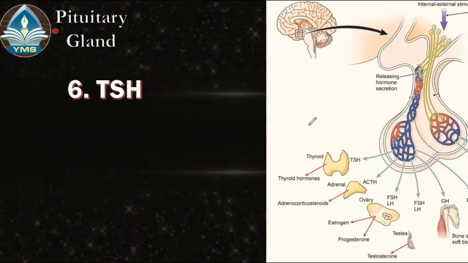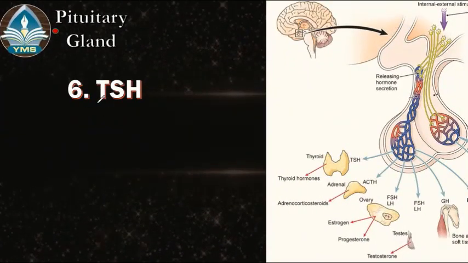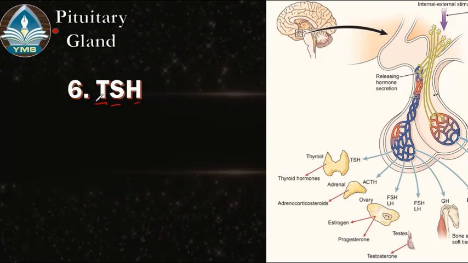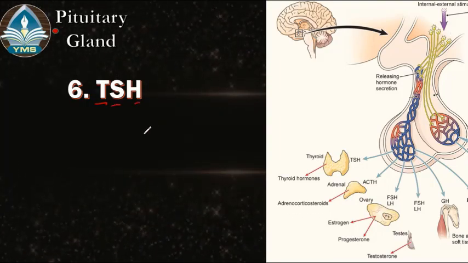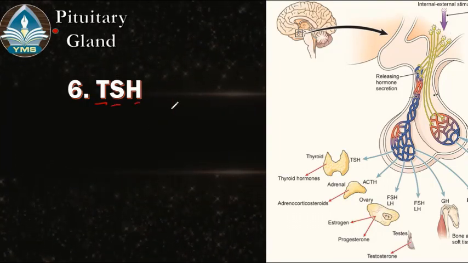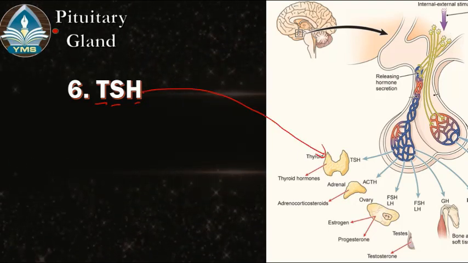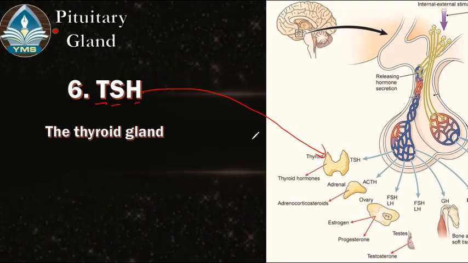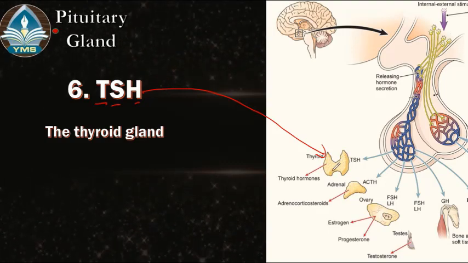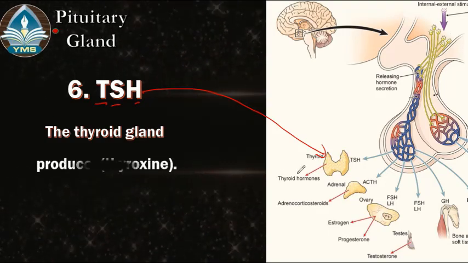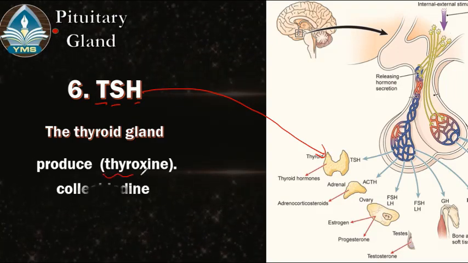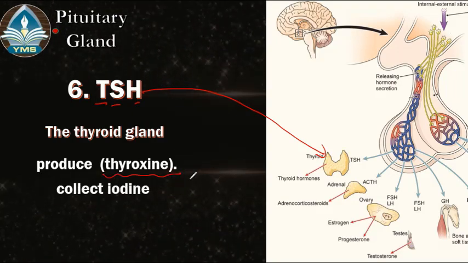Here we have hormone number 6, TSH, thyroid stimulating hormone. So thyroid stimulating hormone targets the thyroid gland. It targets the thyroid gland and stimulates it to produce thyroxine. Now the thyroid gland produces thyroxine.